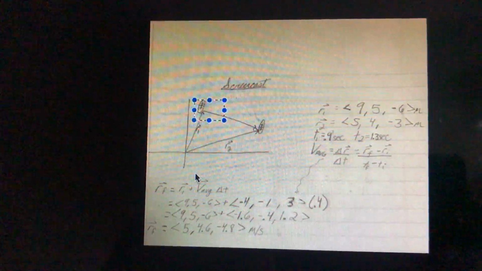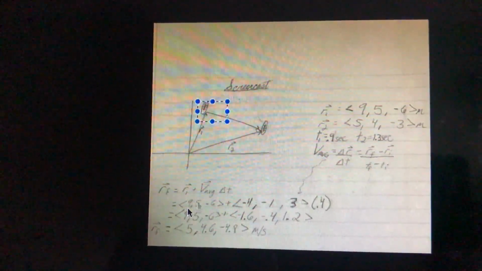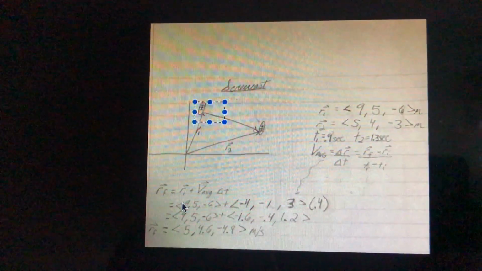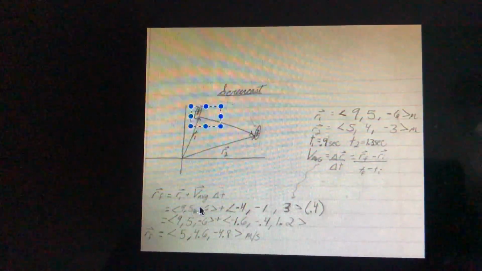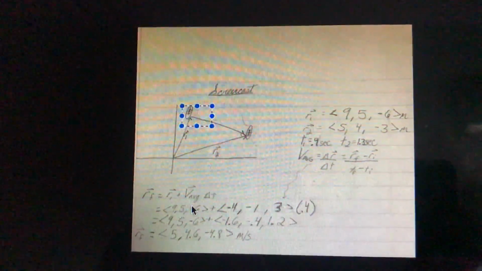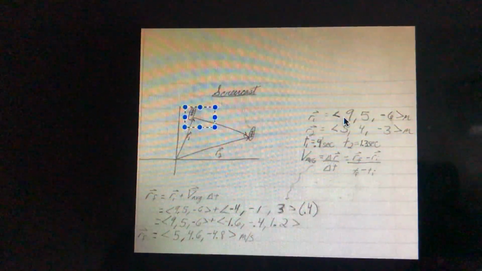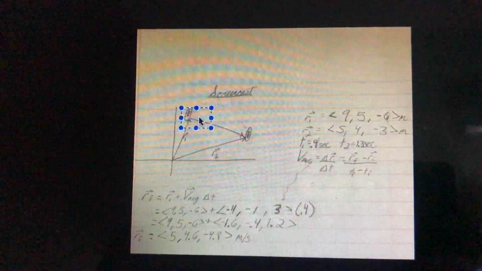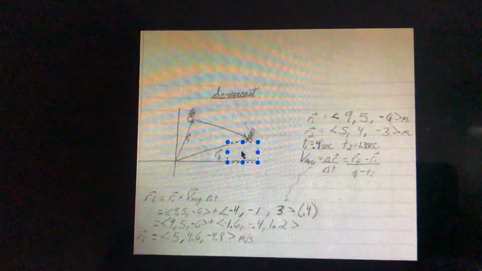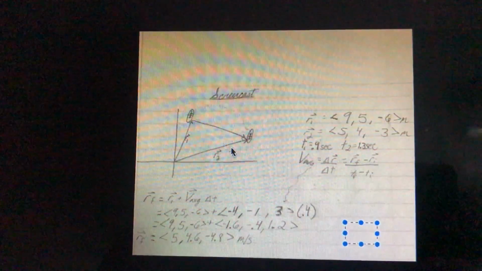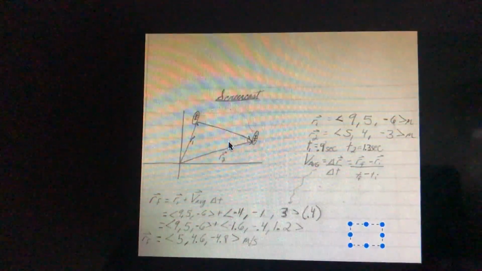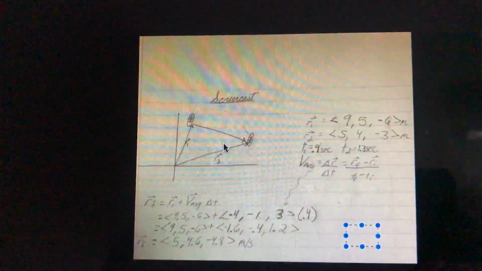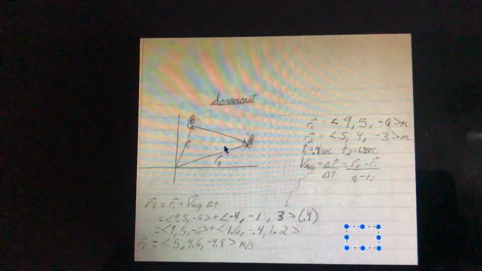So when you calculate it, you get R1, which I plugged in as 9, 5, -6, the X, Y, and Z axis. And for the axes, this is going to be on the X and the Z axis. So you can think of it as the ball coming out kind of behind the screen.